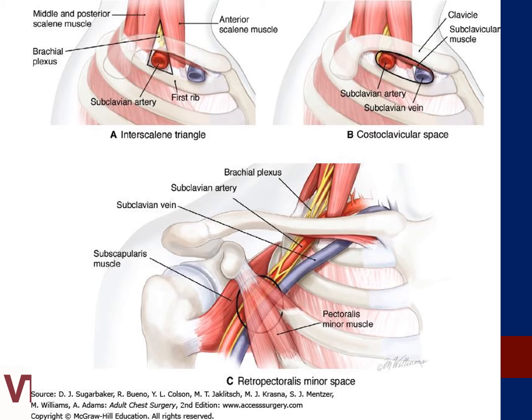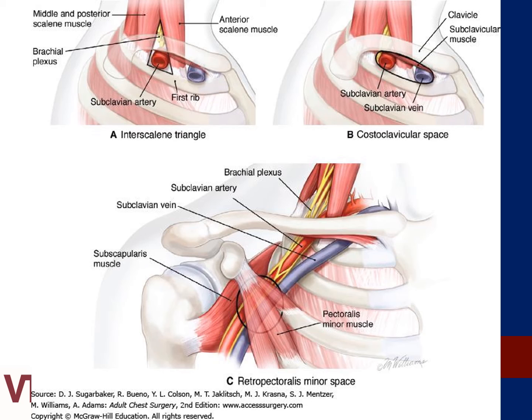Now, the costoclavicular space is the middle space. It is separated from the inner scalene triangle by the first rib. Its borders are anteriorly the clavicle and subclavius muscle, posteriorly the first rib and scalene muscles, medially the costoclavicular ligament, and laterally the upper scapular border. It contains the brachial plexus divisions and the subclavian artery and vein.